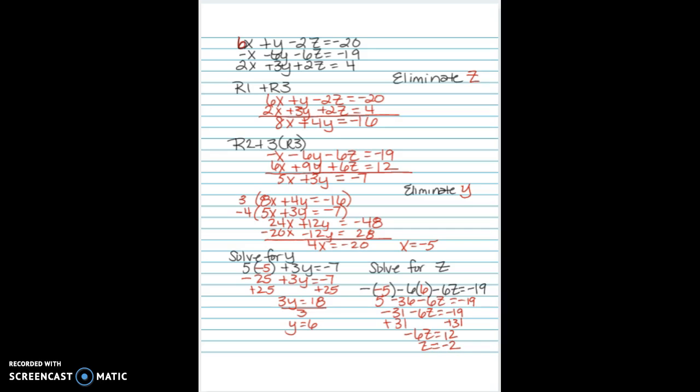And I write my answer as an ordered triple in parentheses with commas between them in alphabetical order x, y, z. So negative 5, comma, 6, comma, negative 2 in parentheses.